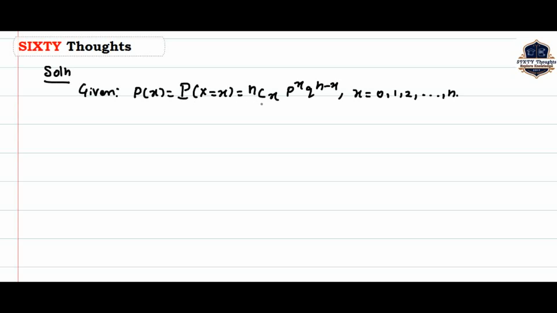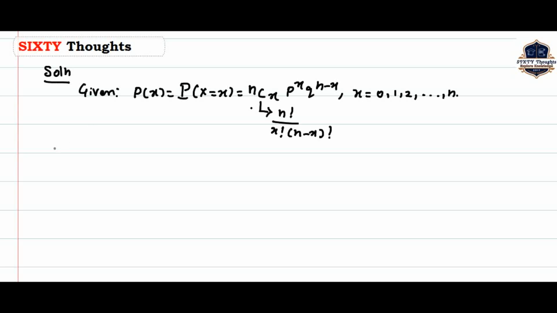Here we know what is meant by C. C is nothing but combination. That means we are choosing things, otherwise we are selecting things. And also, we can write nCx as n factorial by x factorial into (n-x) whole factorial.